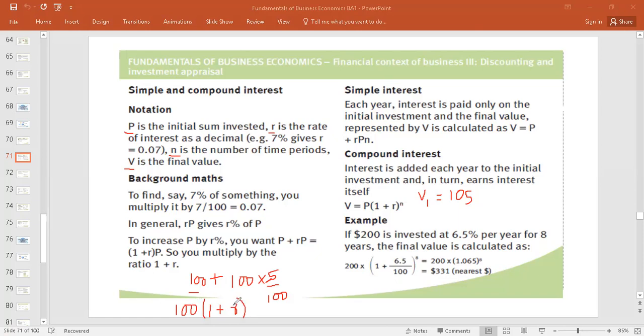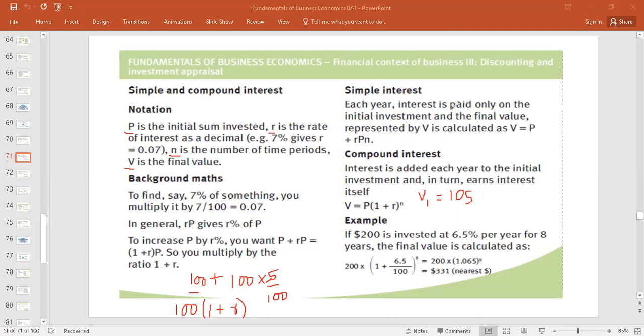So 100 into 1 plus r gives us 105. Now, next time when interest is calculated, it would be calculated on 105. So the interest will be accumulated period after period. So the simple interest equation is P into 1 plus R, or P plus R into P n, the number of time periods. But here it would be P into 1 plus R whole to the power of n. So that many number of times.